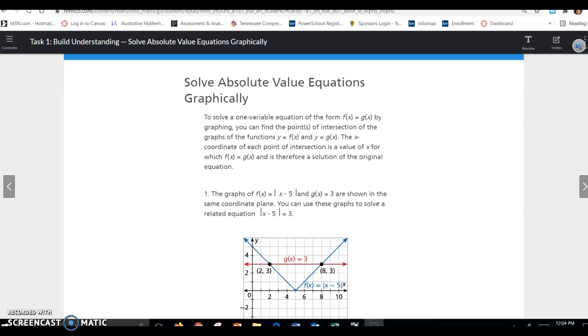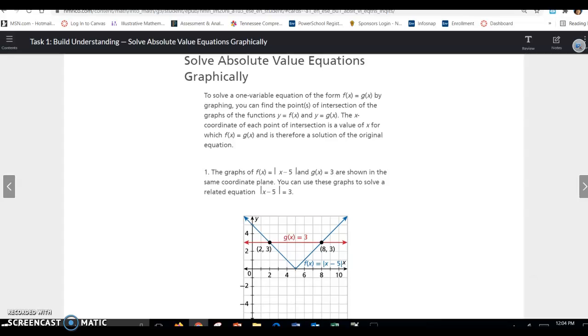Today we're going to look at lesson 8.3, solve absolute value equations graphically. Alright, so we're on task 1 if you want to follow along.